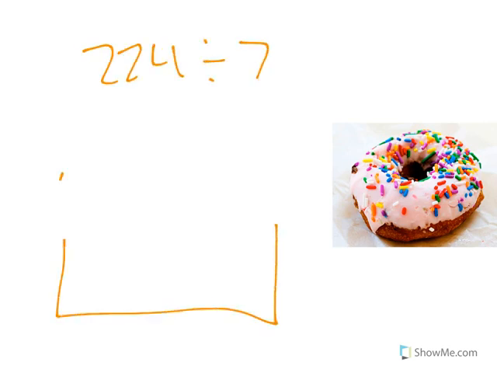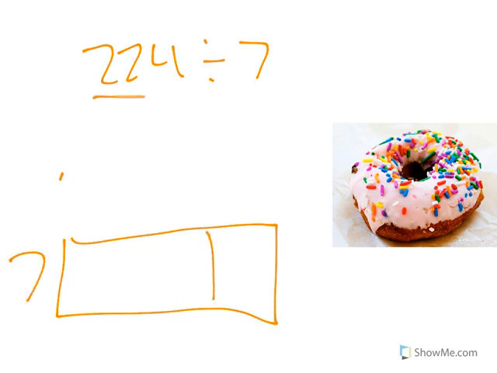One more. Let's move that 2 further up so I've got room. 224 divided by 7. We're going to draw our box down here, and we're going to put our divisor there.